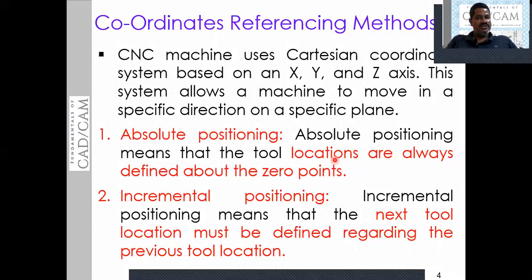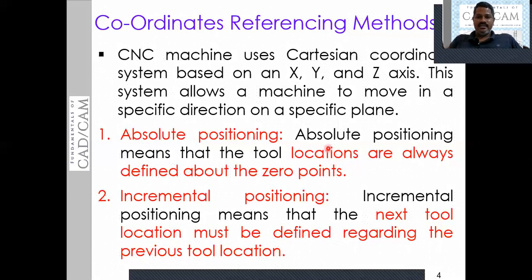Instead of calling that a fixed point, we have an origin. With respect to that 0 point, we are making one 0 point as a location on the machine. With respect to that, we will provide the values. That is called absolute positioning. It means absolutely we are going to measure with respect to one point. That means all the coordinates, all the referencing points we refer to in the program will refer to that point only. With respect to one point, we will provide.